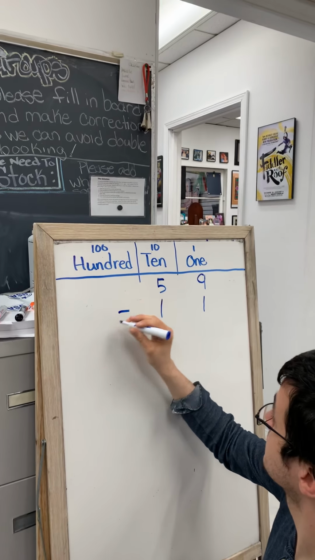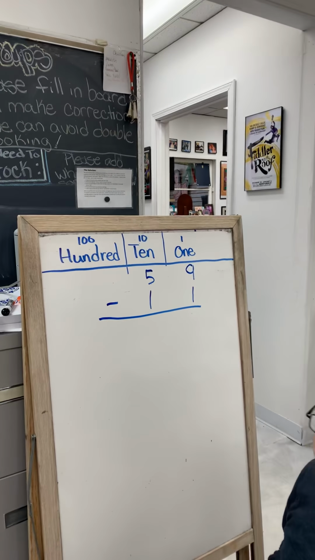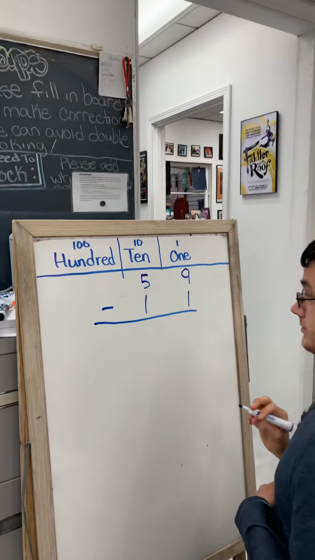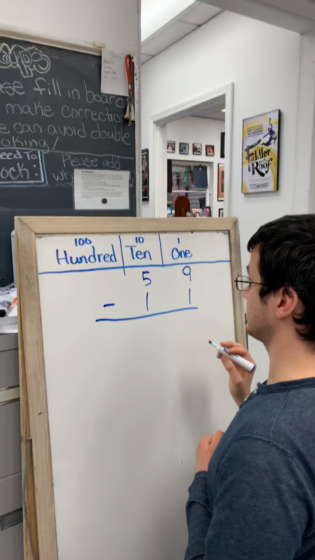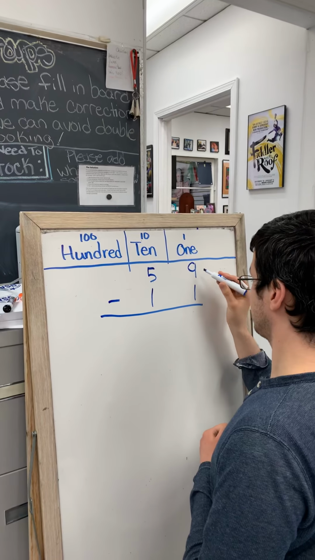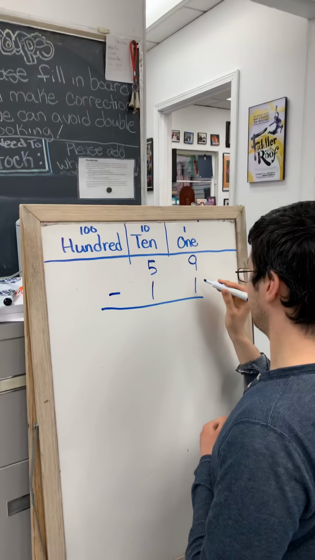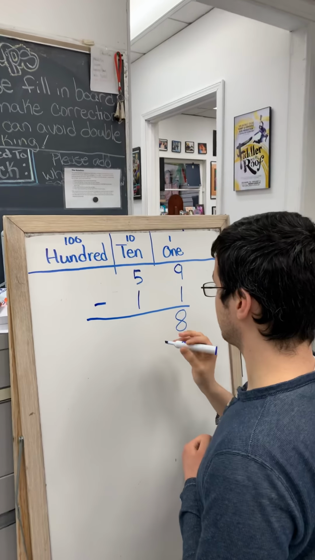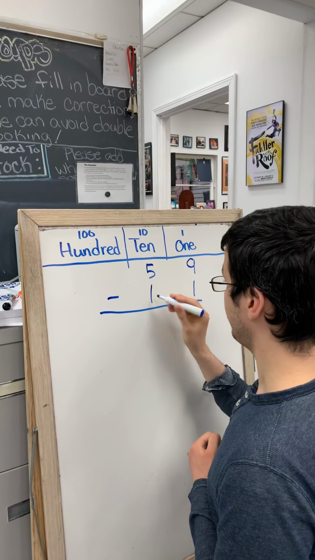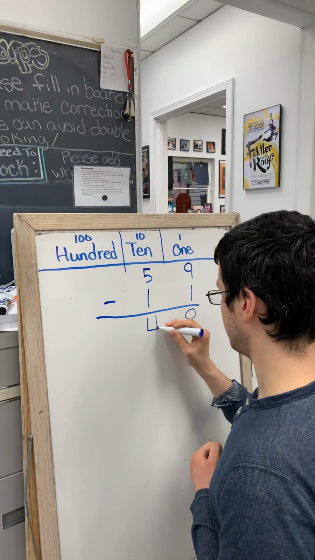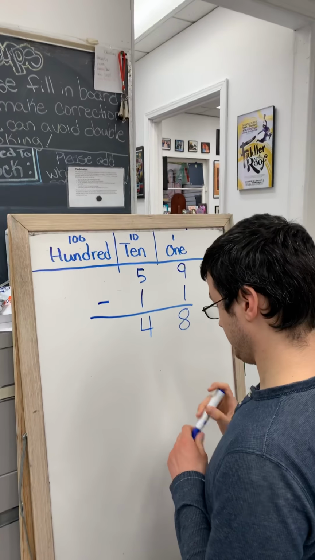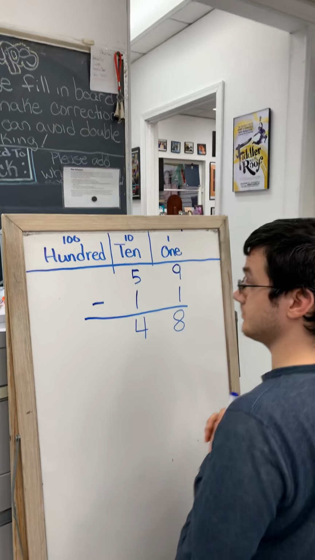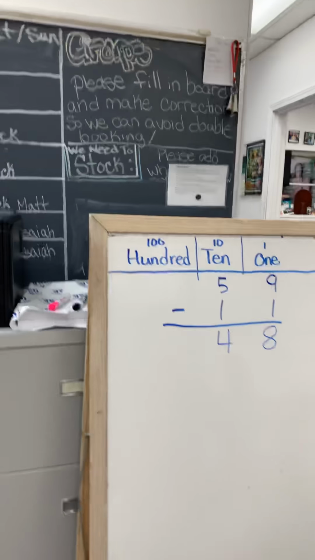I like the way that you lined up your numbers. When you're subtracting, we always start with the ones first. So you're going to subtract 1 from 9. 8. Excellent. Now you're going to subtract your tens. 5 minus 1 is 4. Excellent job. So 59 minus 11 is? 48. So erase that. We're going to do 5 problems today.